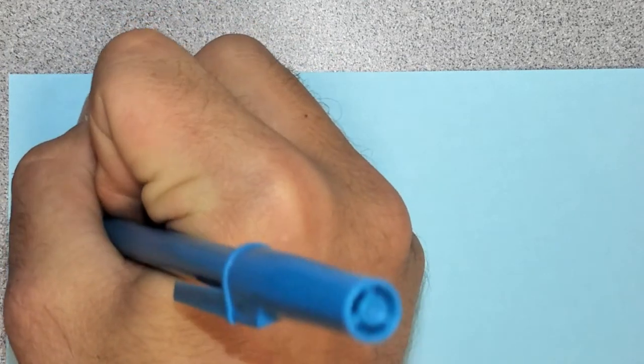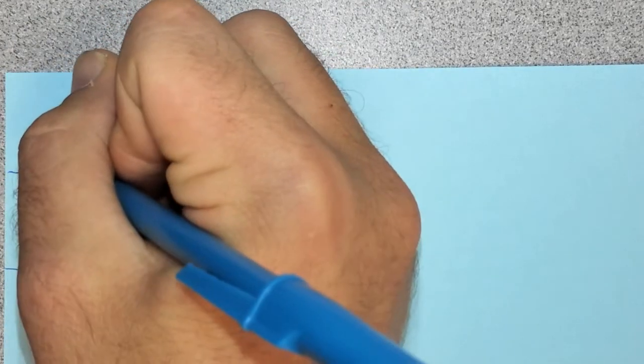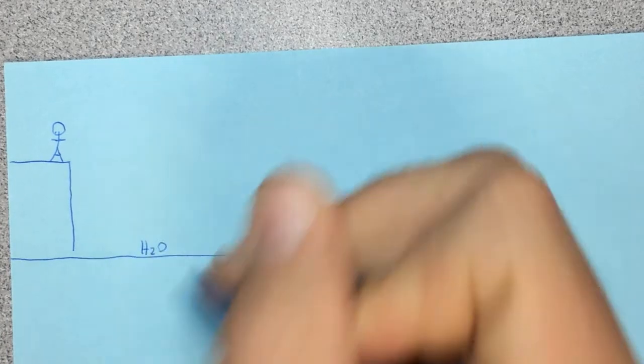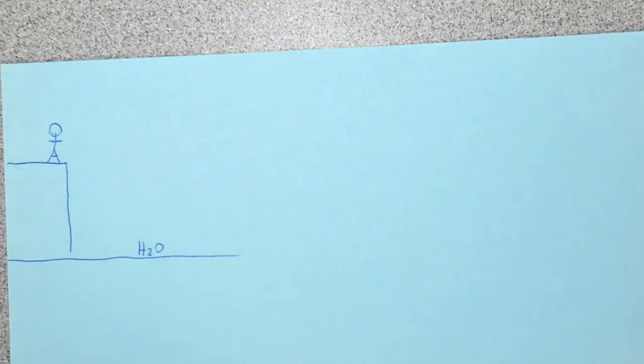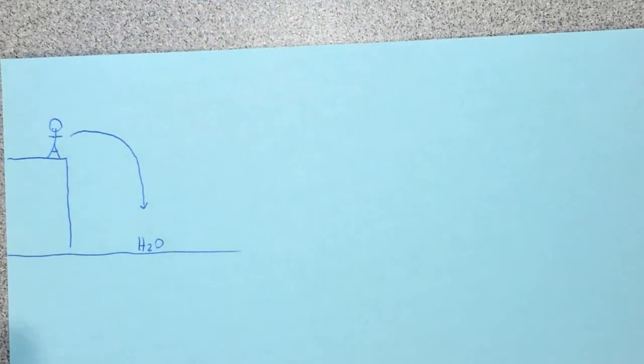Alright, last one I want to do with you. Let's set up a word problem, because those are important. My buddy Jason is standing on a cliff. Hello, Jason. Here is water. And Jason is going to jump off the cliff for some reason into the water.